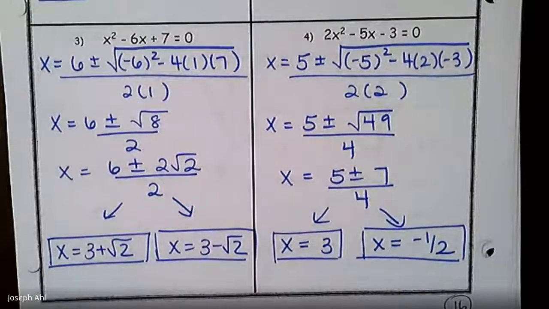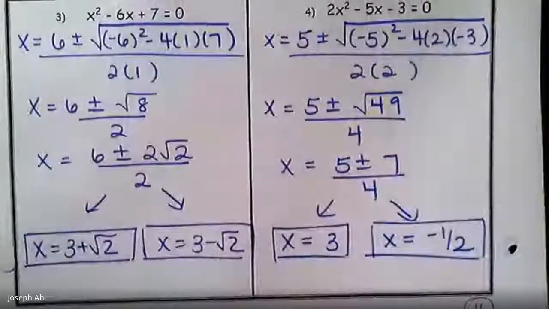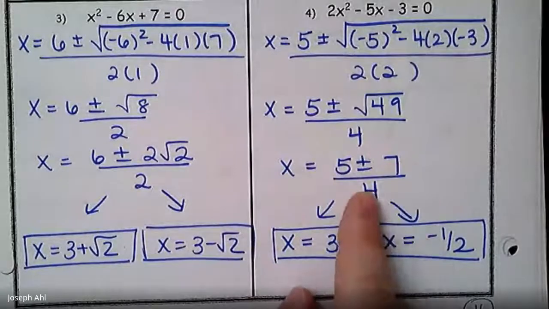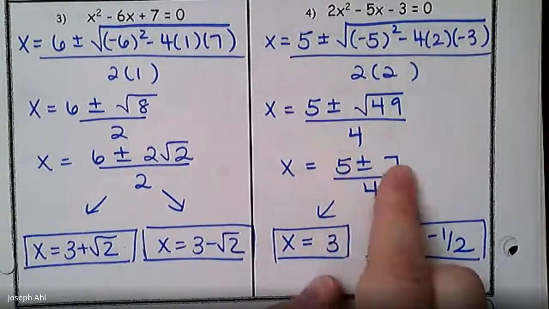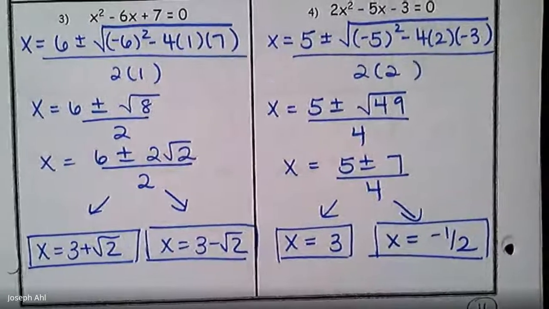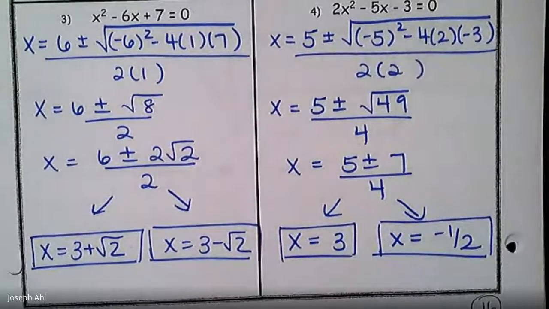And then finally on the other side, we do get, like we said, since 49 was a perfect square, we get that nice rational value here. 5 plus 7 is 12, divided by 4 was 3. 5 minus 7 is negative 2, divided by 4 reduces to the other root of negative 1/2. So hopefully you got some good quadratic formula practice in. You should be definitely an expert at using the quadratic formula to find the roots.